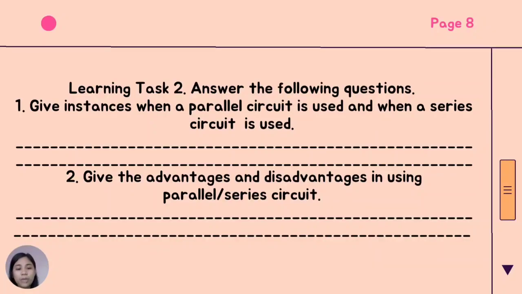For learning task number two, answer the following. Give instances when a parallel circuit is used and when a series circuit is used. Give the advantages and disadvantages in using parallel or series circuit.